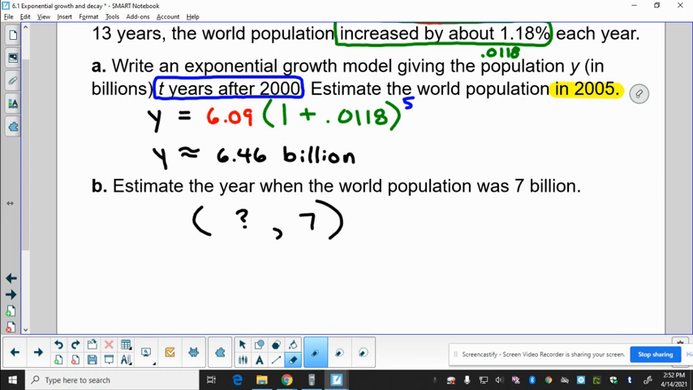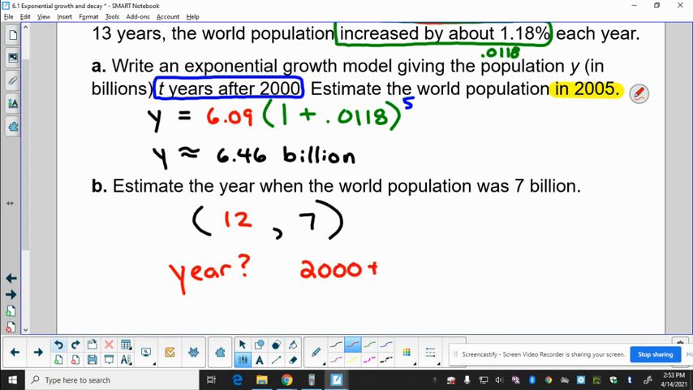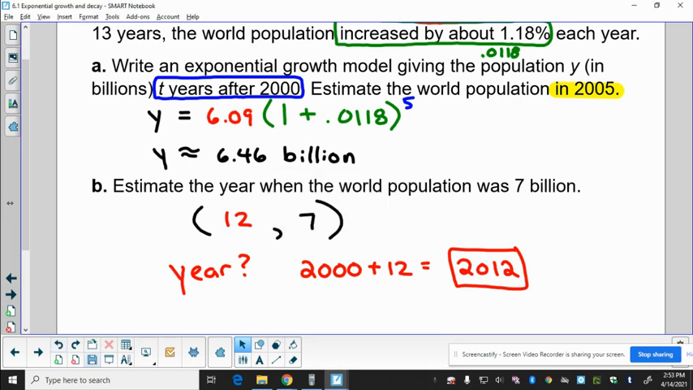So let's erase this. Let's put a 12 in here. So what year is that? Well, it's from the year 2000. So 2000 plus 12 equals the year 2012. So I have to remember those little notes about this. All right, that's today's lesson.